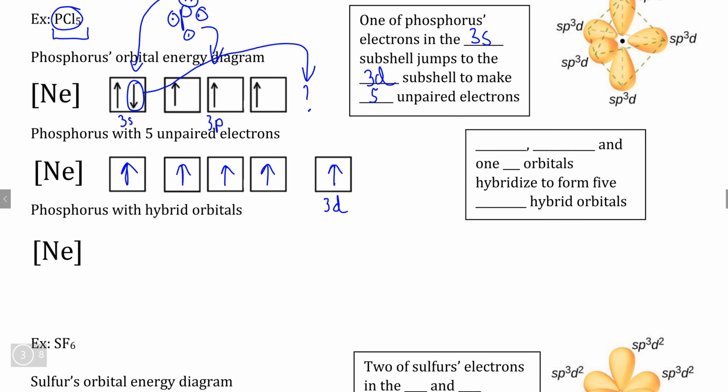The problem is that, again, just like in sp3 hybridization, doing this violates the Aufbau principle, because in order to fill the 3d subshell, we not only need to fill the 3s and 3p subshells, we actually need to fill the 4s subshell before we can start adding electrons to the 3d subshell. So how can we get around this without violating the Aufbau principle?